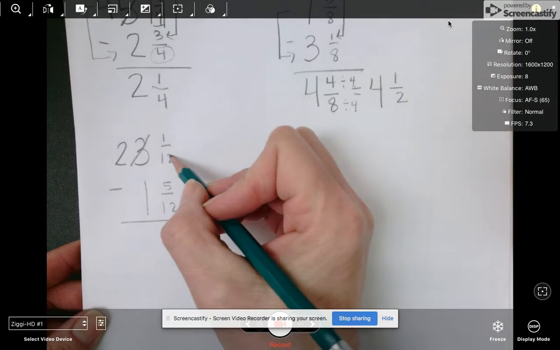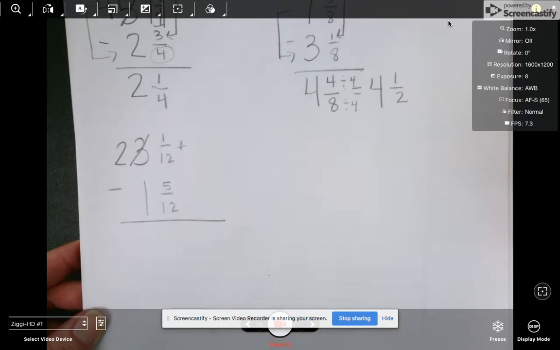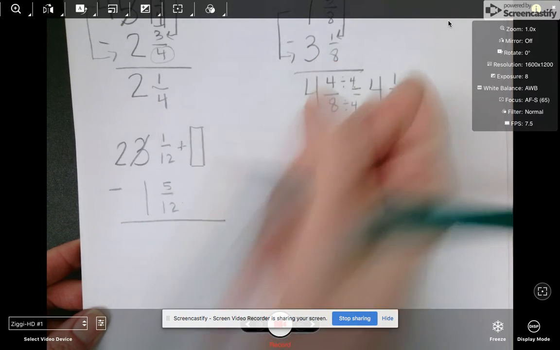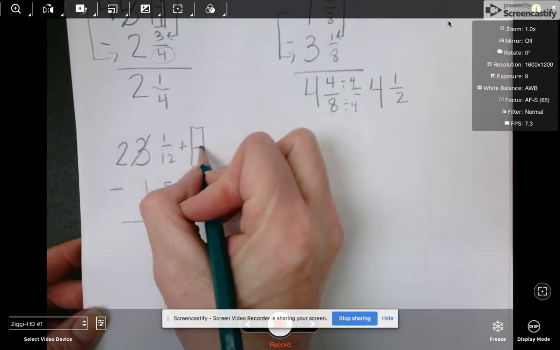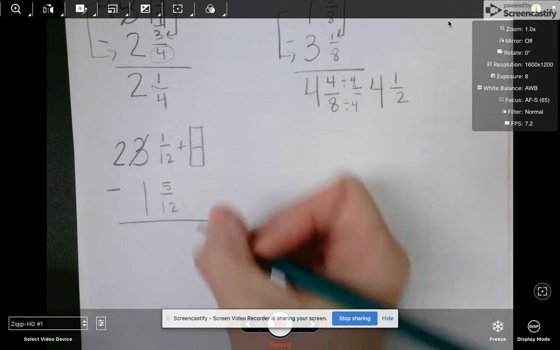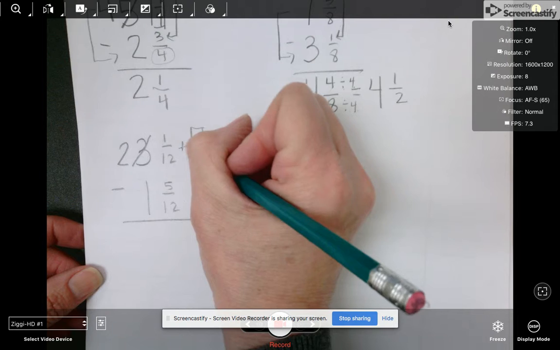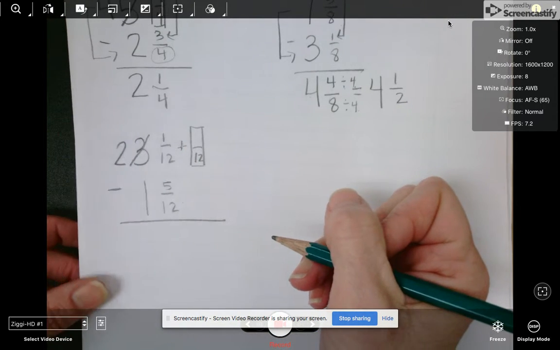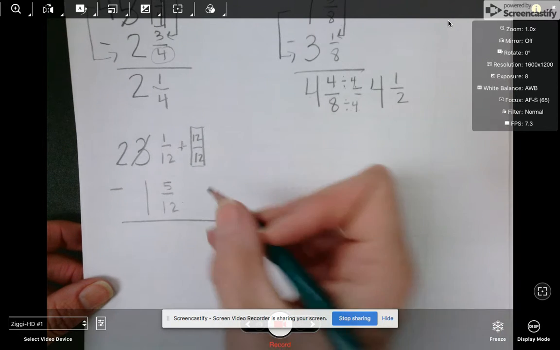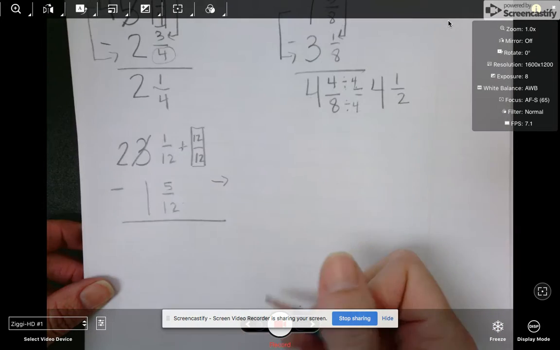We already have 1/12, but we still have to add the 1 that we took to the 1/12. And again, it has to be equivalent to 1. The fraction has to be equivalent to 1. Again, our denominator is going to help us determine what that fraction is going to be. We're going to keep the denominator of 12, and in order to make it equivalent to 1, our numerator also has to be 12. Now I'm going to rewrite the problem so it's a little neater.